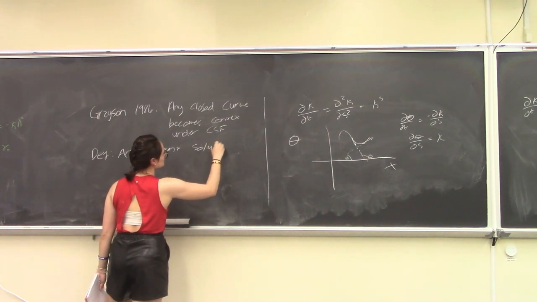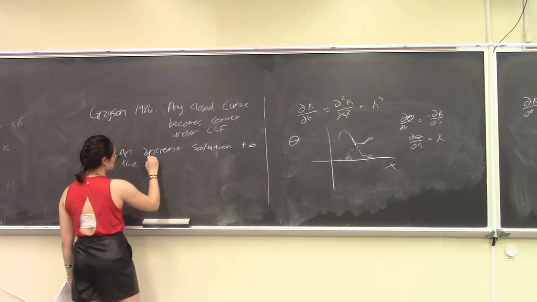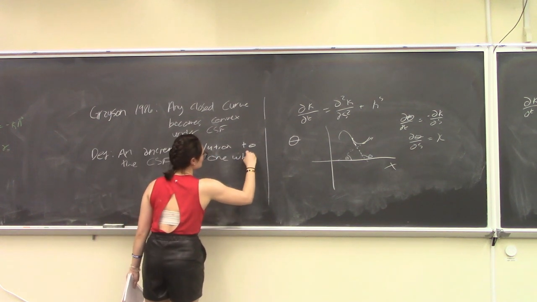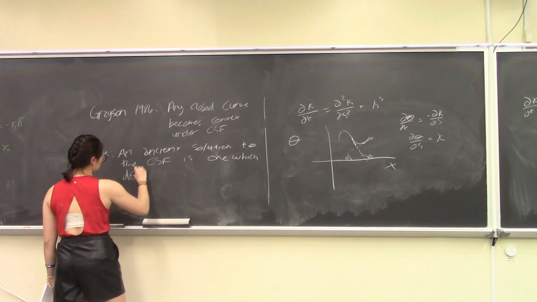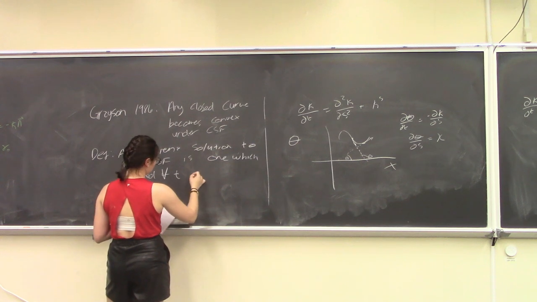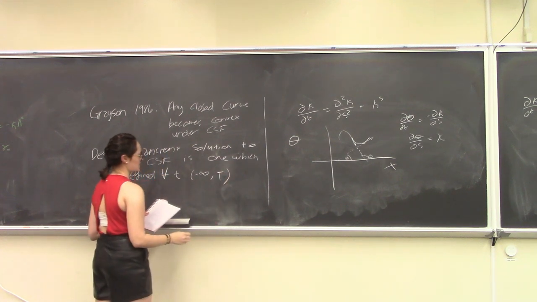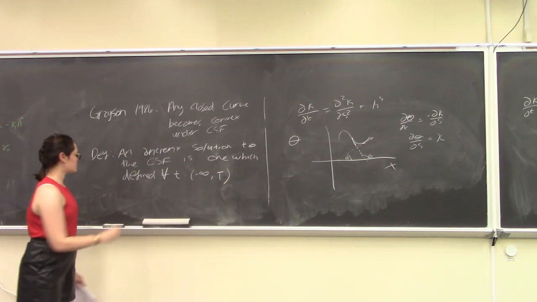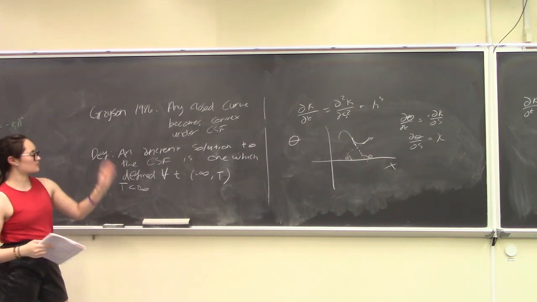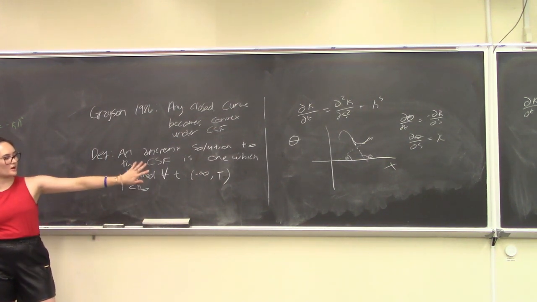An ancient solution to a geometric flow, in our case a CSF, is one which is defined for all time in some interval from negative infinity to some finite time t. In this case, for ancient solutions, t has to be less than infinity. If our stopping point is positive infinity, you have something called an eternal solution, meaning that for all time backwards and all time forwards, solutions exist.